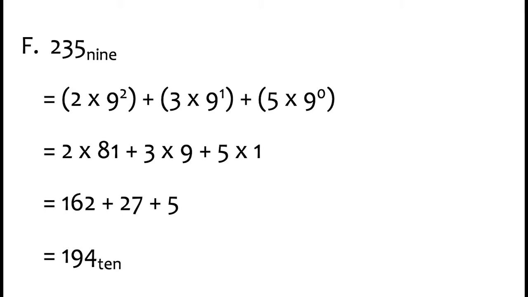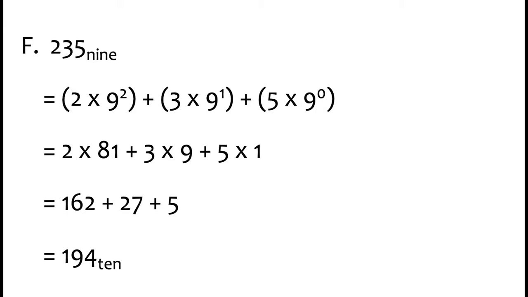235 base 9 to base 10. We have the first digit 2 times the base, which is 9, raised to the power 2. As you are aware, there are 2 digits ahead, plus 3 times 9 raised to the power 1. We move to the next digit, which is 5, 5 times 9 raised to the power 0.